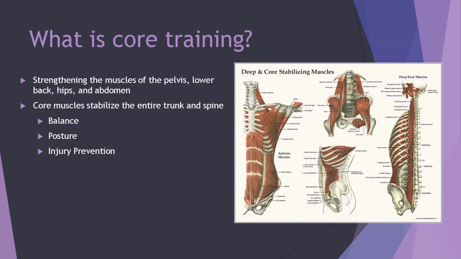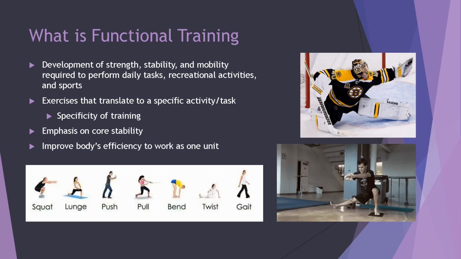So what the heck is core training? Core training is defined as strengthening the muscles of the pelvis, lower back, hips, and abdomen. These core muscles help to stabilize your trunk and spine, which contribute specifically to balance, posture, and injury prevention.